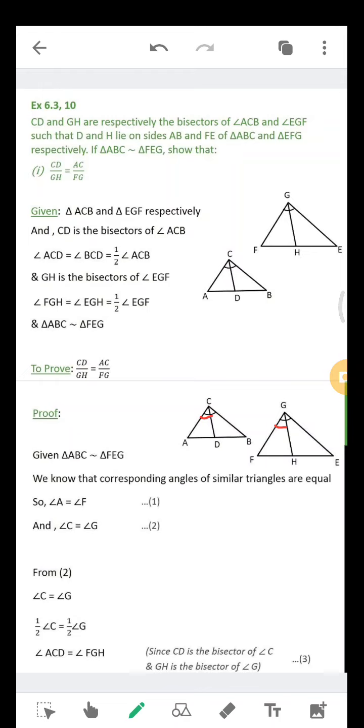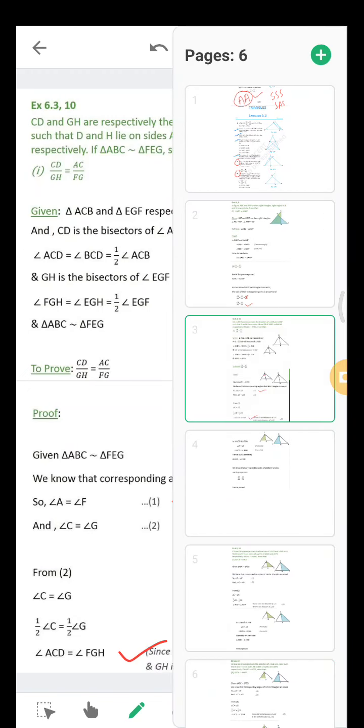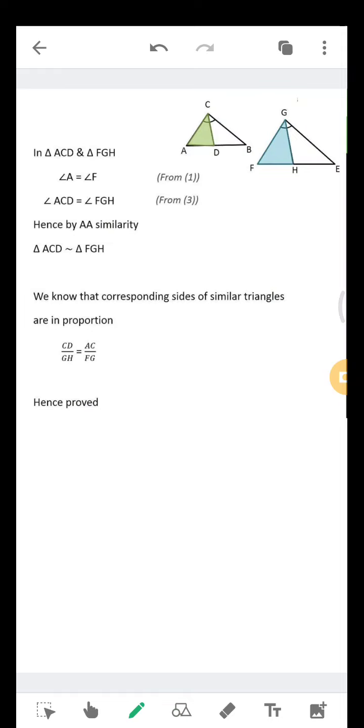So we got what we needed. So now we can prove these two triangles are similar. Remember, A is equal to F. We had it already, because triangles are similar. And we also got ACD is equal to FGH, that is from 1 and 3. So we'll use equations 1 and 3 to prove the triangles are similar. Now you can see the colored triangles, the green and the blue triangles, we have to prove similar. In these two triangles, A is equal to F from 1 and ACD is equal to FGH. So two angles of the green triangle are equal to the corresponding angles of the blue triangle. So we can say these two triangles are similar.